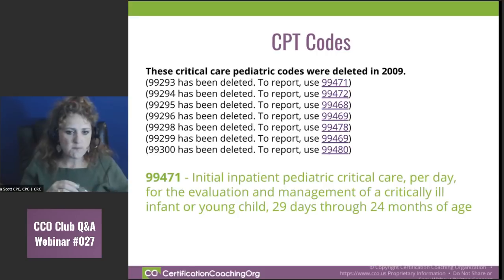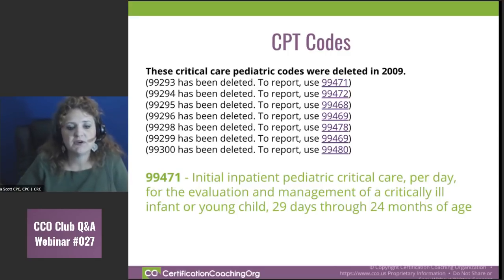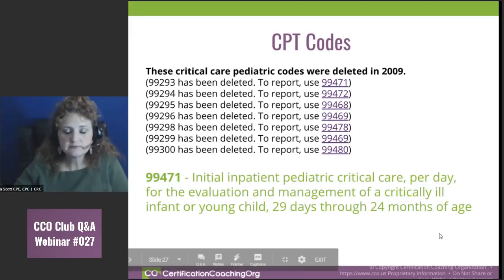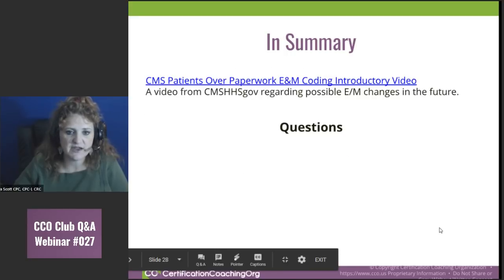My throat's dry. So now we have 99471, initial inpatient pediatric critical care per day for the E&M of a critically ill infant or young child, 29 days through 24 months of age. Okay, so they clarified it, and we know because we look at codes that are deleted and changed every year that things like this happen. But I just wanted you to be aware of it because I found it there.